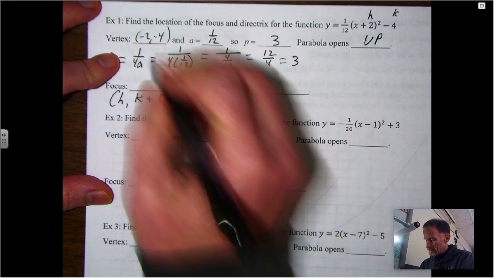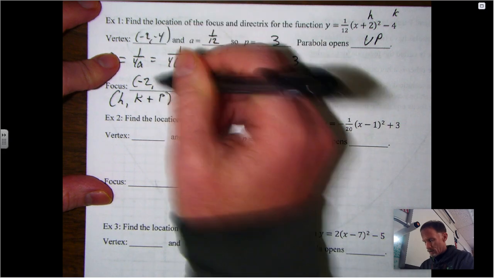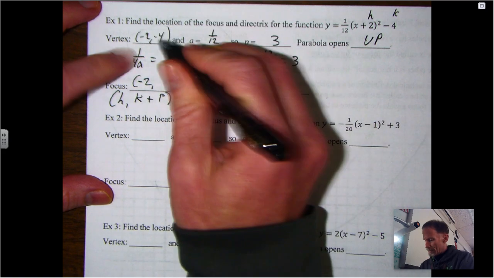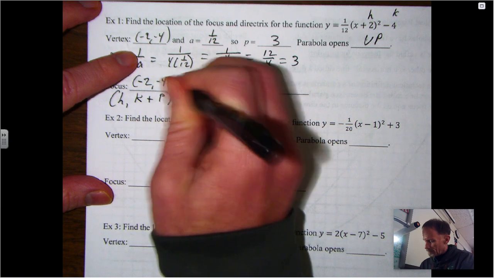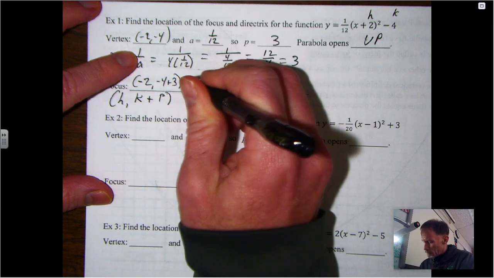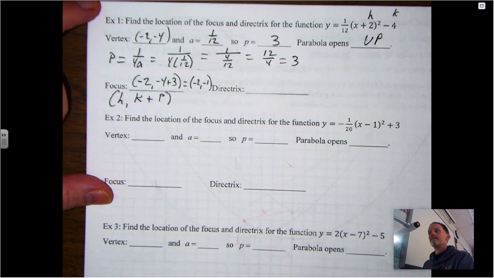Okay, so in this case, it's going to be -2, because again, the h isn't changing. And then it'll be -4 plus 3, which means the focus will be at -2, -1. Easy peasy.